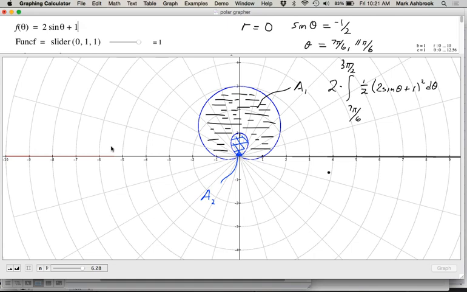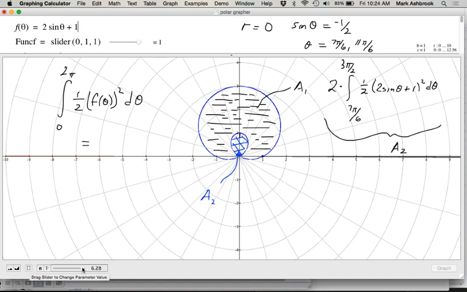Okay, question. In terms of A1, so A1 is the black shaded region inside the curve and outside of the loop. In terms of A1 and A2, what would this calculate? That's a good question. I'm going to integrate this from 0 to 2 pi. I want you to tell me, in terms of areas A1 and A2, an expression of A1 and A2, what will that integral give you? Go.